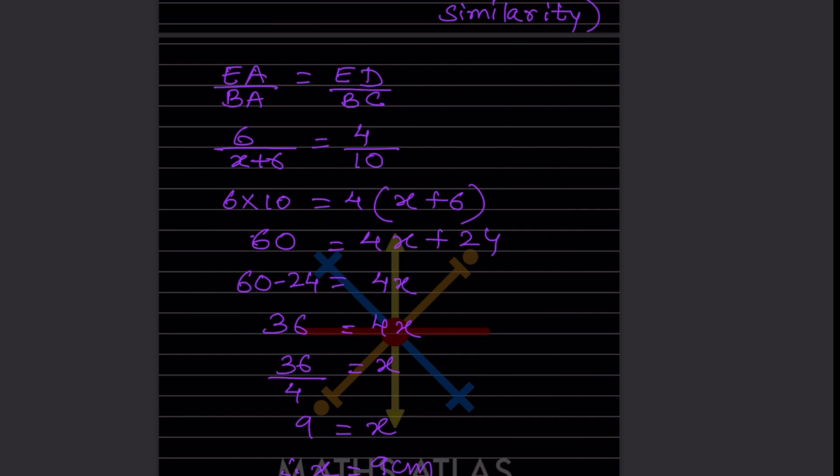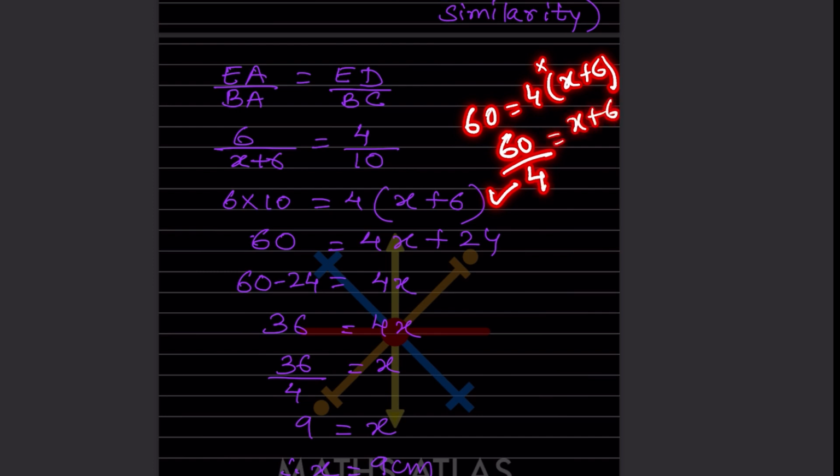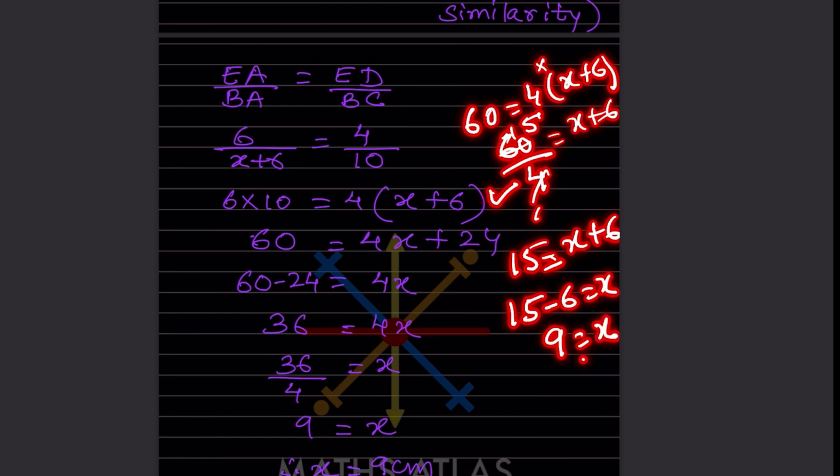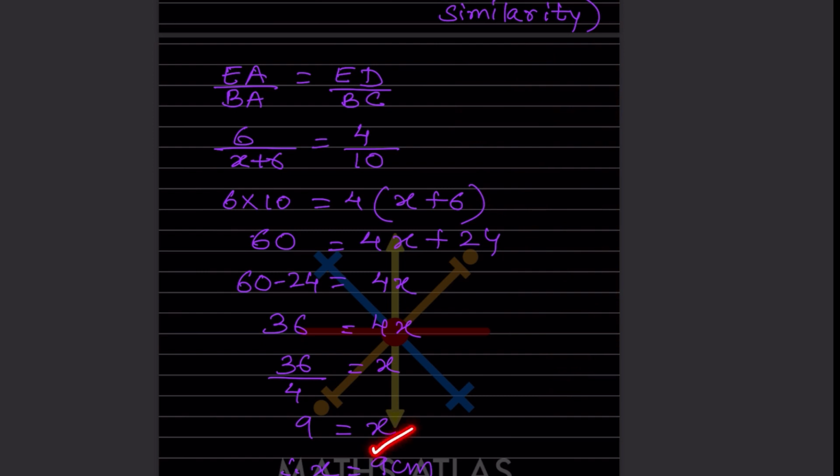So 9 is x. The other way is, now see at this step. We got here 60, so we can write this step: 60 is equal to 4 into x plus 6. Here this is multiplication, so 60 divided by this 4, taking it to the other side, is x plus 6. And this is going to be 15, 4 fifteens are 60. So 15 is equal to x plus 6. So what will we write here? That plus 6 will go on the other side, that will be minus 6. That is x, so this is going to be 9. So you can do it either way, and we get the same thing: x is 9.